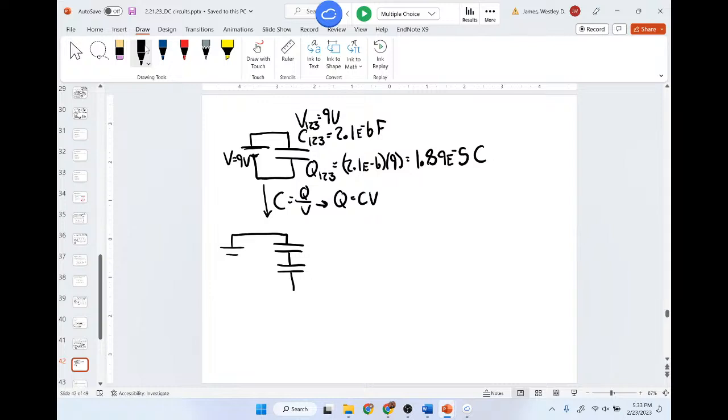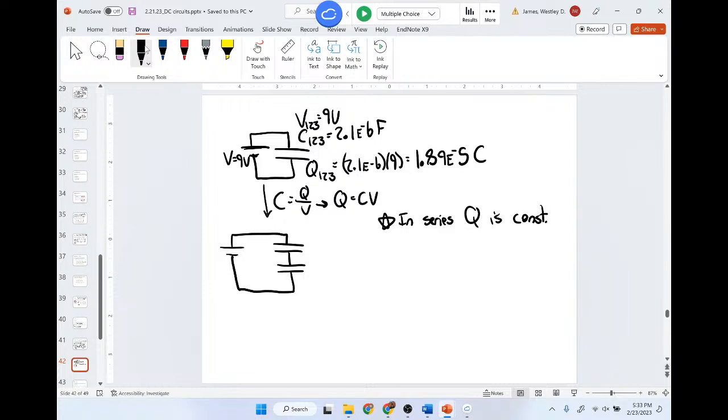And yes, in series, charge is constant. So we're going backwards. We put that star in. I'll put it off to the side so I have room because I'm going to need it. In series, Q is constant for capacitors.